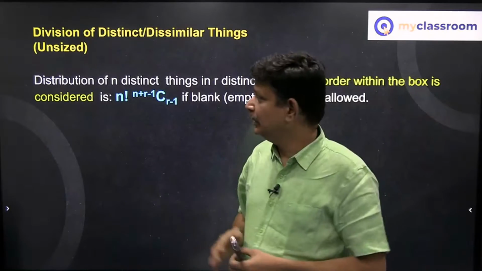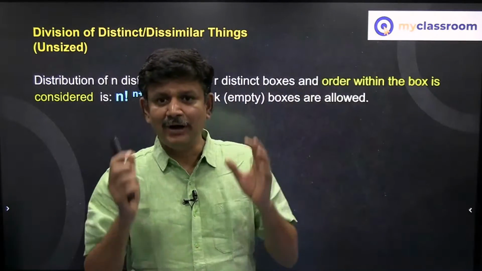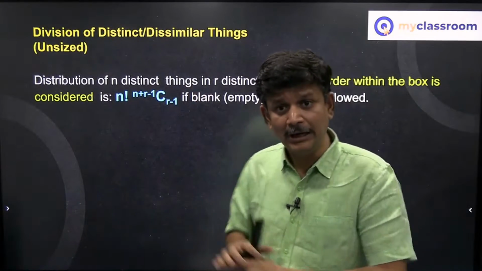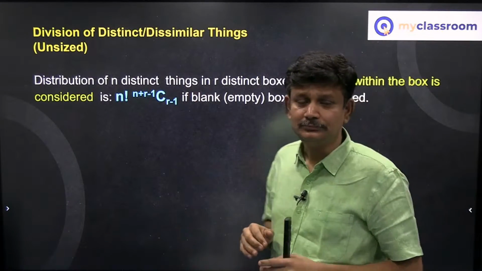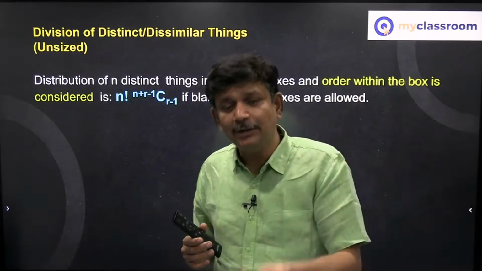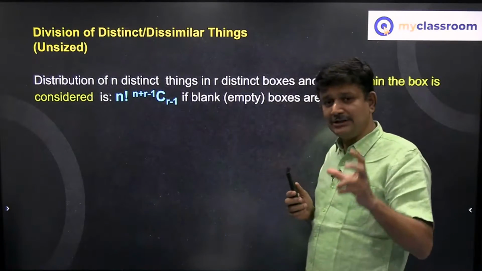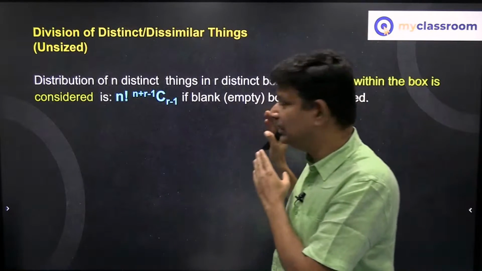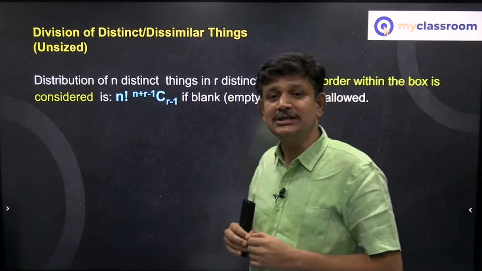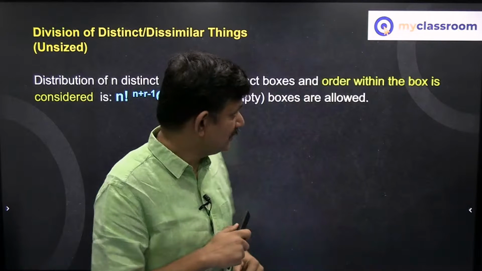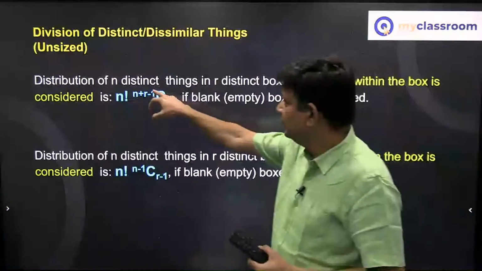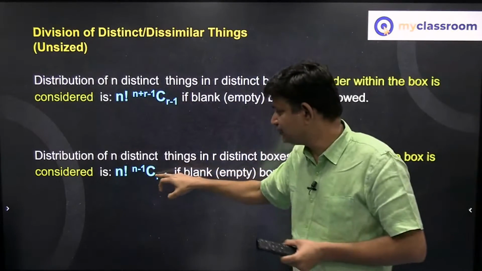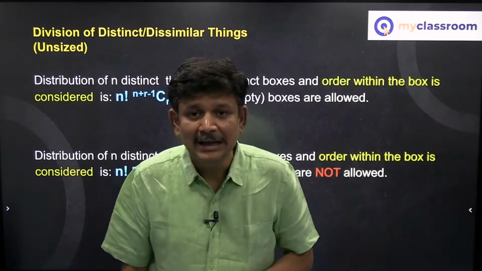So what will it be? If you have n distinct things, and you have to distribute them among r distinct boxes or r persons, empty boxes allowed, and order within the box is important, then that can be done in n factorial into n plus r minus 1 C r minus 1 ways. Then, if empty boxes are not allowed, this previous formula n plus r minus 1 will now change to n minus 1 C r minus 1. You will be permuting in n factorial.